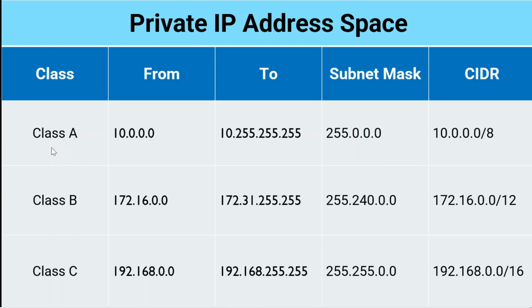In this class-based IP address range scheme, the number of bits that represent the network are fixed. Like in this class A private IP address range, first 8 bits represent the network and remaining 24 bits are used to determine the host address in the network. Similarly, in this class B private IP address range, first 12 bits represent the network and remaining 20 bits are used to determine the host address. And in class C IP address range, first 16 bits represent the network and remaining 16 bits are used to determine the host address in the network.